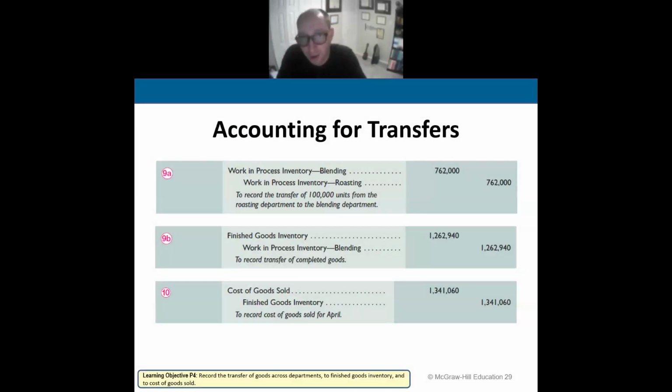And then as we transfer from one department to another, we debit the department it's entering and we credit the department that it's leaving. When we're done with the product, we debit finished goods inventory and we credit work in process, whatever the last department was. When we sell it, we debit cost of goods sold and we credit finished goods inventory.